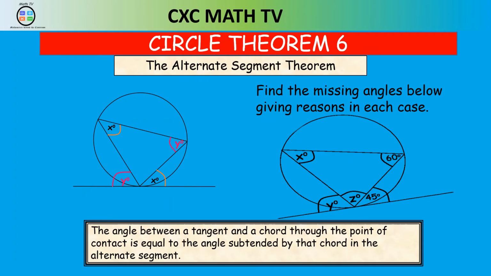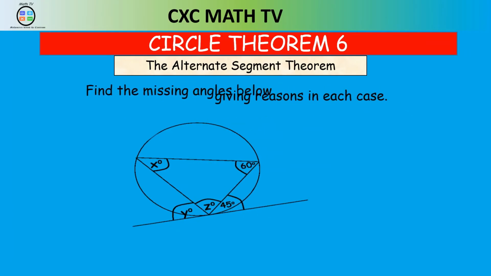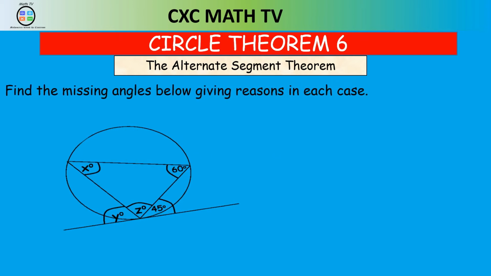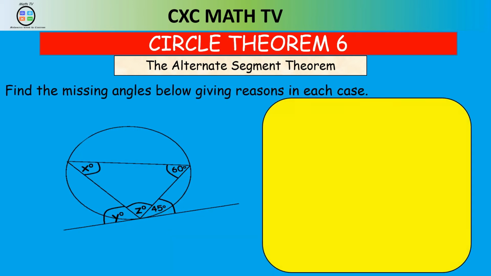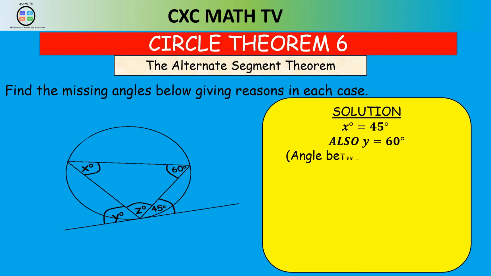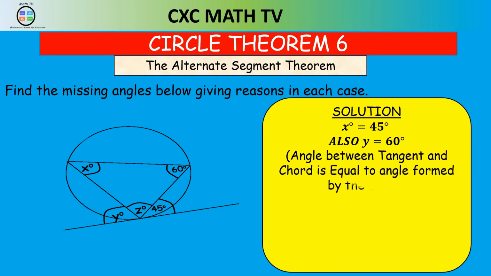Alright, so as we can see straight away, the angle between the tangent and the chord for the alternate segment, in this case x, so x would be 45. Alright, and also y is going to be 60 degrees because the angle between tangent and chord is equal to the angle formed by that chord in the alternate segment.